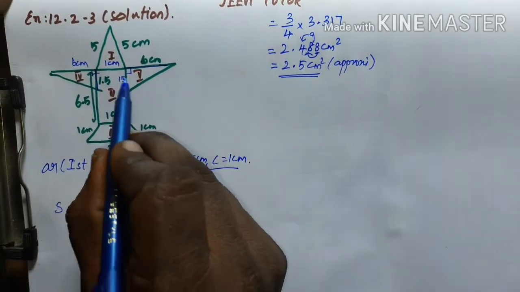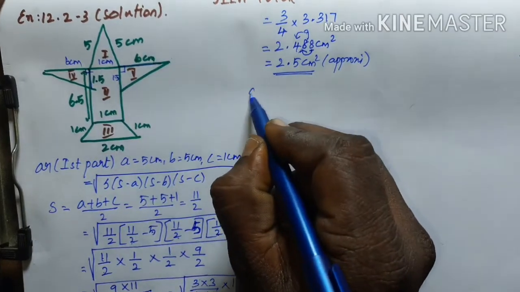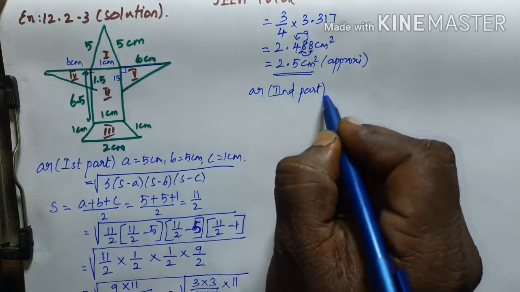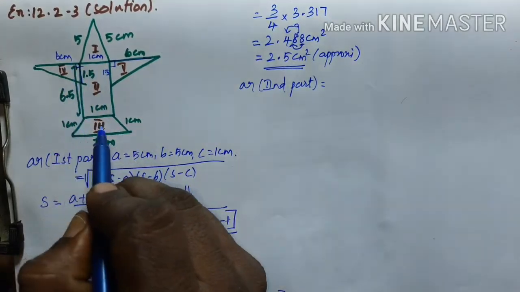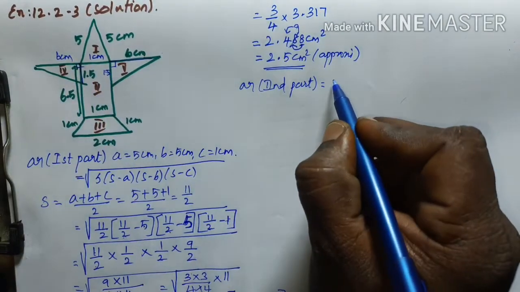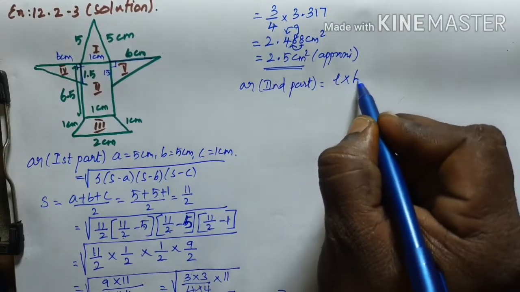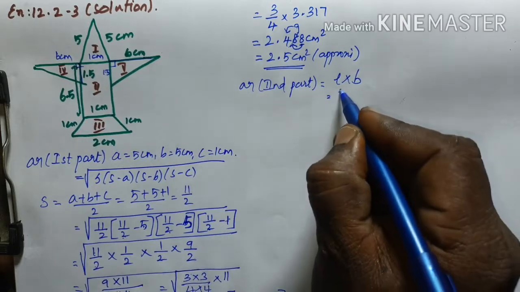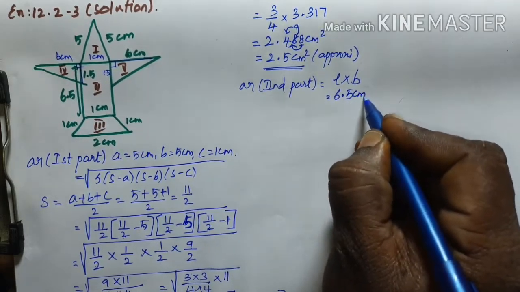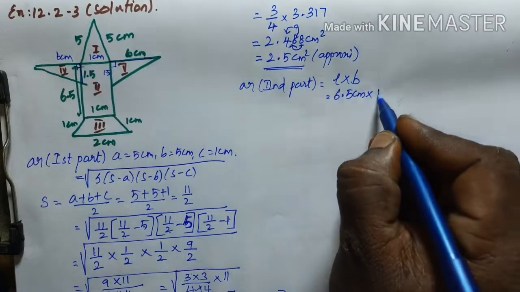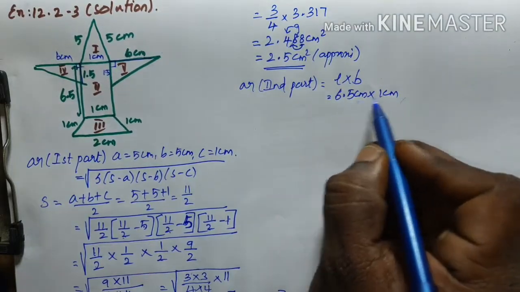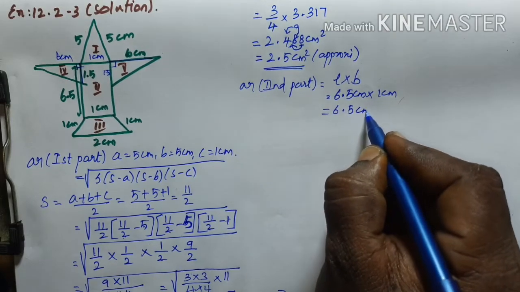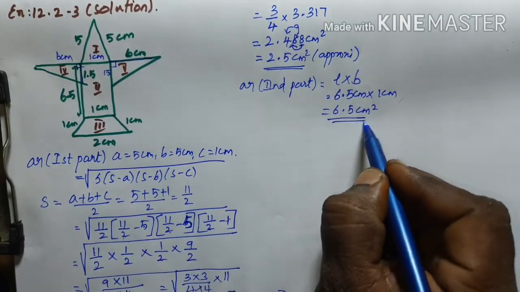Respectively, I am going to find the area of the second part here. The area of the second part is equal to, it is in the shape of a rectangle. So the formula to find the area of a rectangle is L into B, and the length value is given as 6.5. So 6.5 centimeter into the breadth value, which is 1 centimeter. You can multiply any number by 1, you will get the same answer. So 6.5 centimeter square is the solution of the second part.